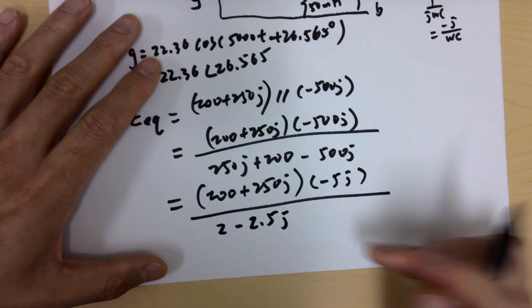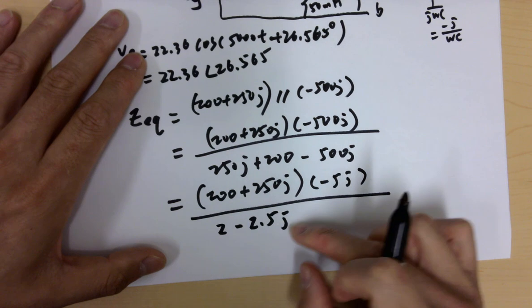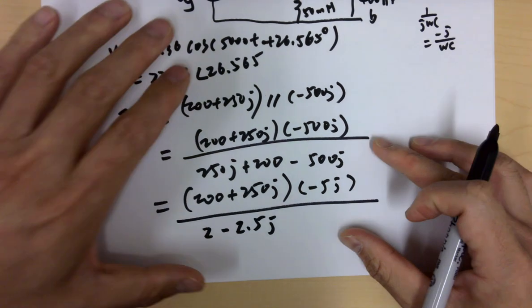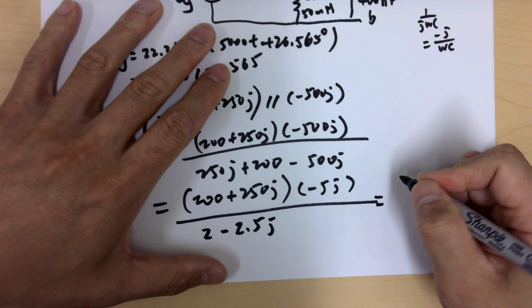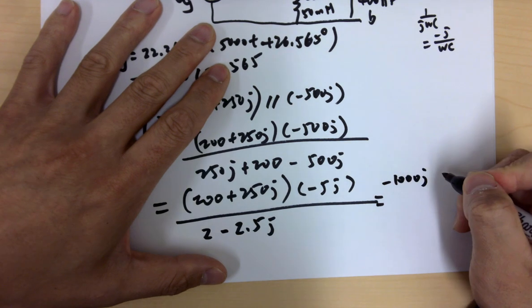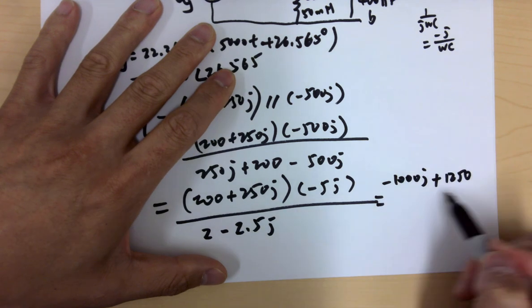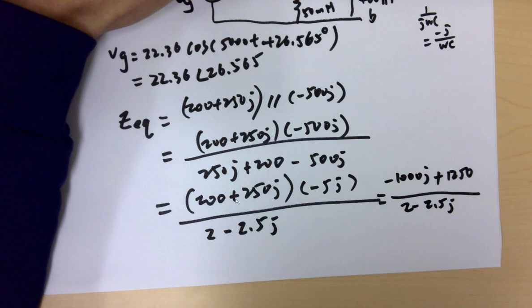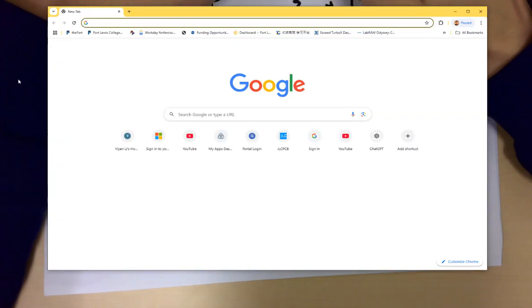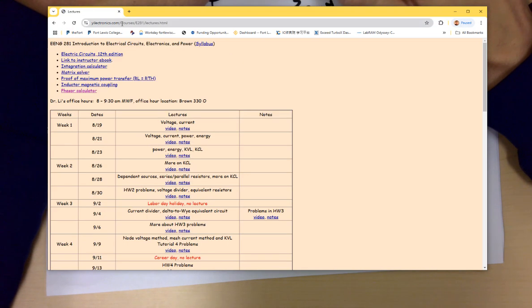Okay, so now you have multiple options. You can multiply by 2 plus 2.5j on top and bottom to cancel this, to convert this to a constant, or you can just use an online calculator, or your calculator will probably be able to do the job. So let's expand this first. So we're getting minus 1000j plus 1250. Okay, so combine these two, and then divide by 2 minus 2.5j. I have a calculator that I posted to my website already. So when you are working on the problem, if you don't want to use your calculator, you can use this one, no problem.